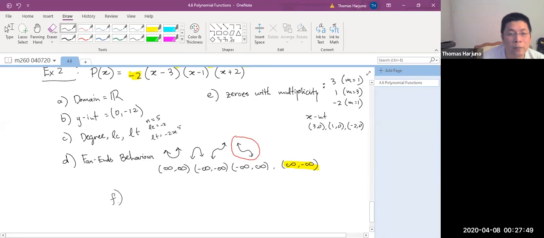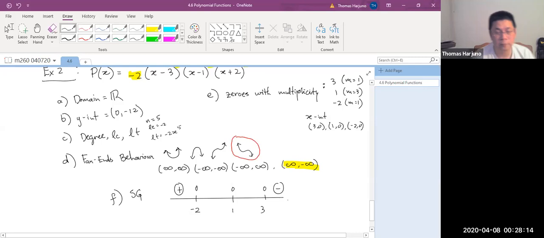Part F, the sign graph: negative 2, 1, 3. This is positive, 0, 0, 0. This is negative. Do you know why I know that on the far left it's positive and far right is negative? The far end behavior, that's right.